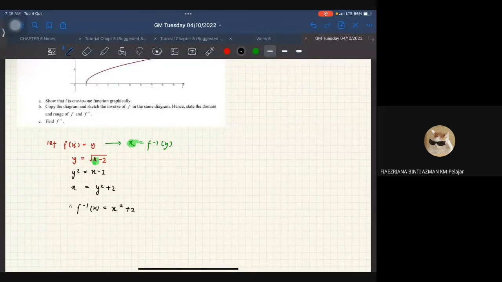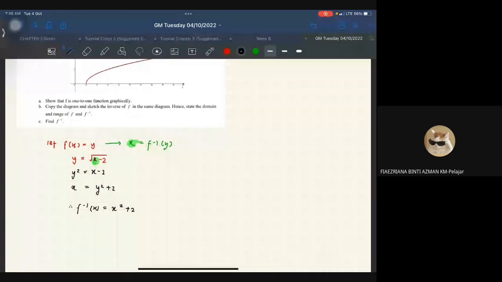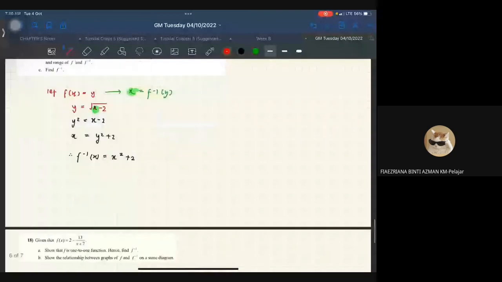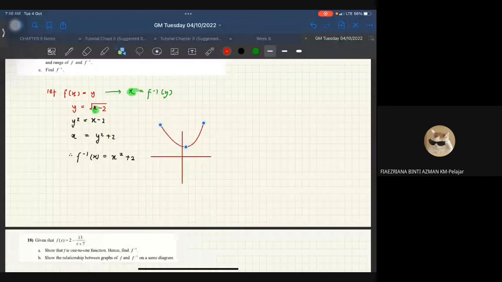Okay, tapi kalau ikutkan graph of x square plus 2, dia adalah macam ni. Okay, saya lukiskan graph dia untuk awak. So x square plus 2 graph dia is like this. Okay, so macam ni lah bentuk graf dia lebih kurang. So this is x square plus 2. Okay, so kalau ikutkan x square plus 2 punya graph, dia bukanlah a one-to-one function. Dia takkan sepatutnya ada inverse.